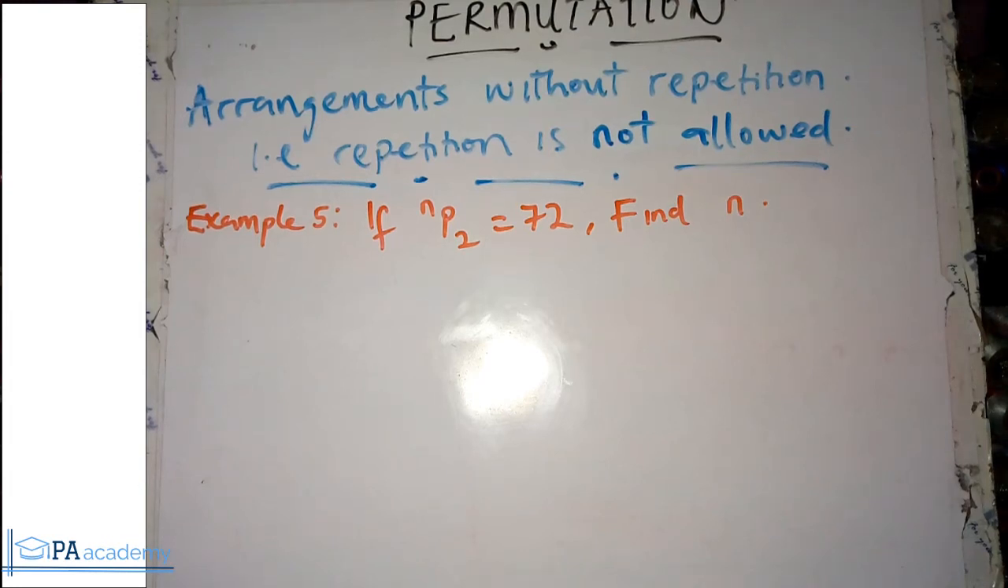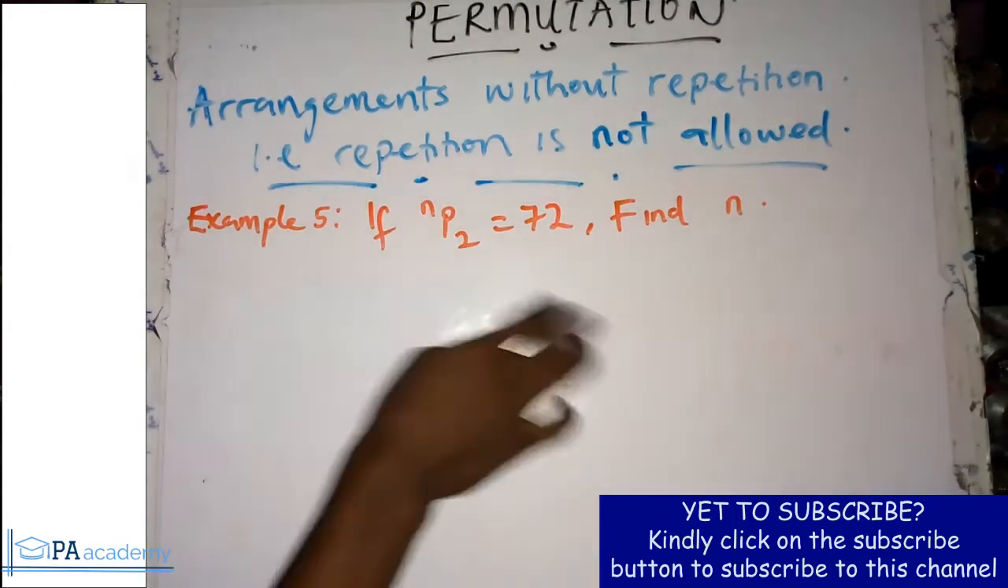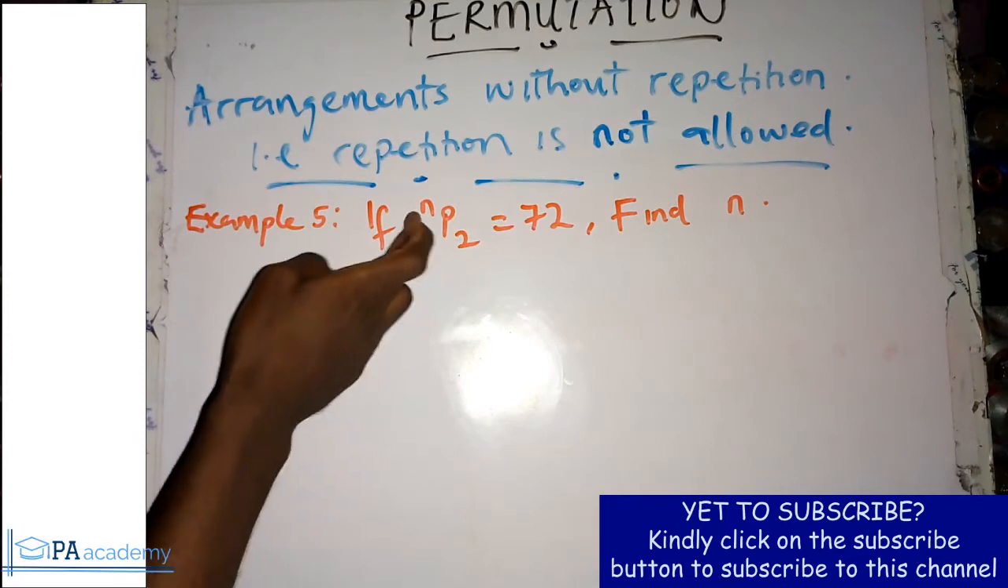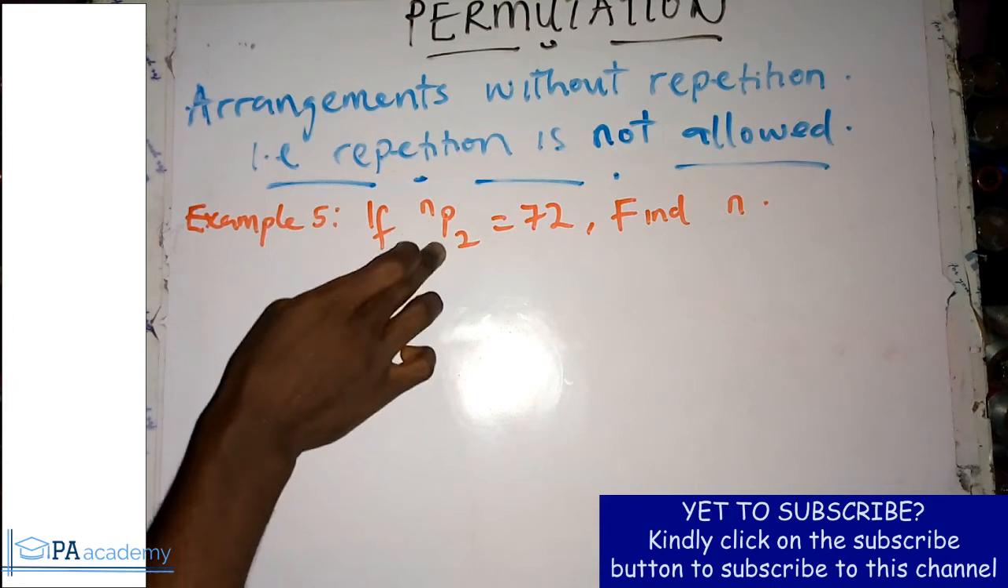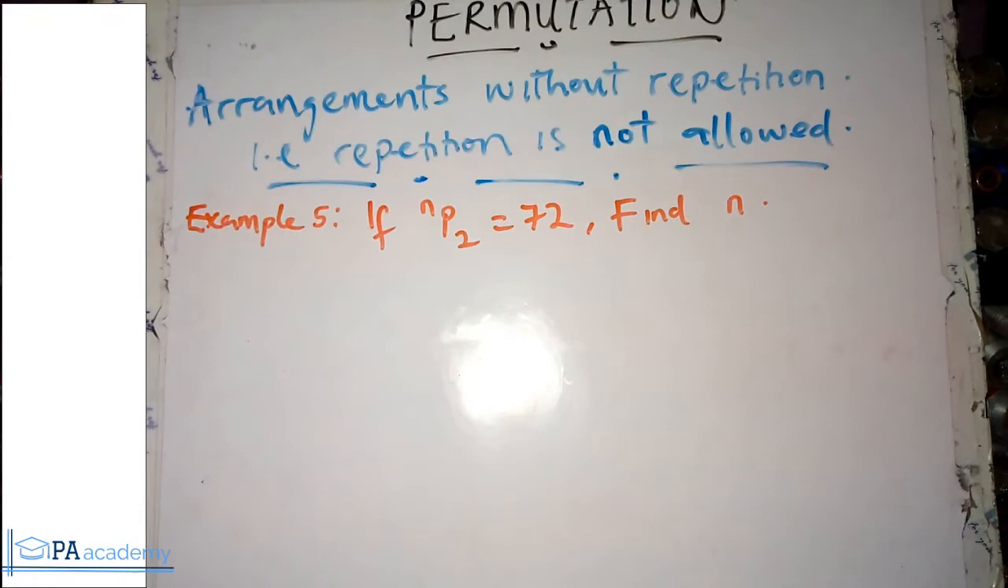So this is example 5. We've been looking at permutation and arrangement without repetition. Example 5 says if nP2 equals 72, find n. That means n represents a particular number whereby if we have that number permutation 2, it will give us 72. So now we are asked to look for that number.